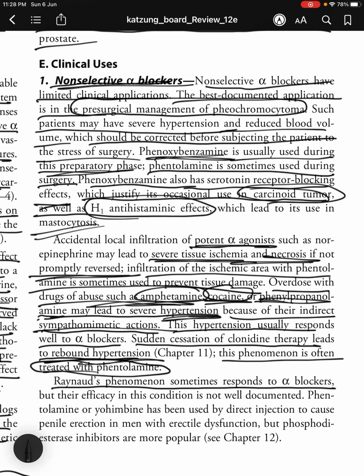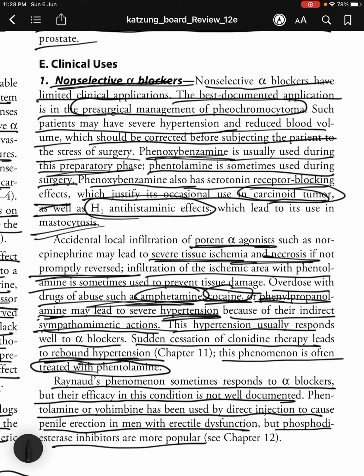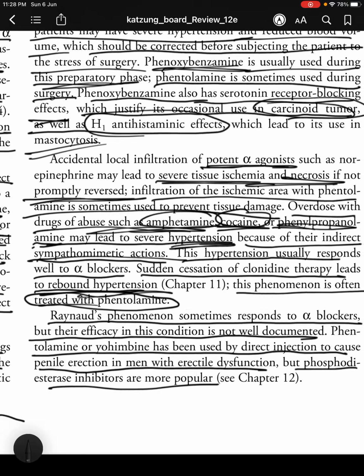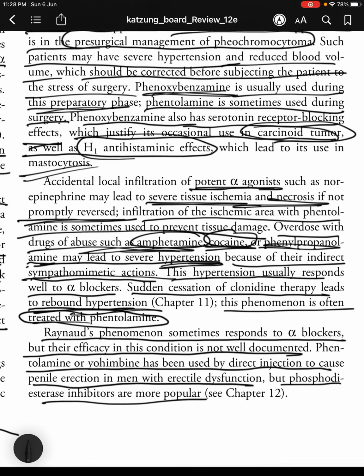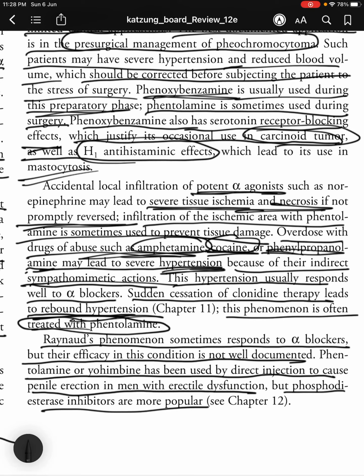Raynaud's phenomenon sometimes responds to alpha blockers, but their efficacy in this condition is not well documented. Phentolamine or yohimbine has been used by direct injection to cause penile erection in men with erectile dysfunction, but phosphodiesterase inhibitors are more popular, because they act through cAMP and nitric oxide release and all that.